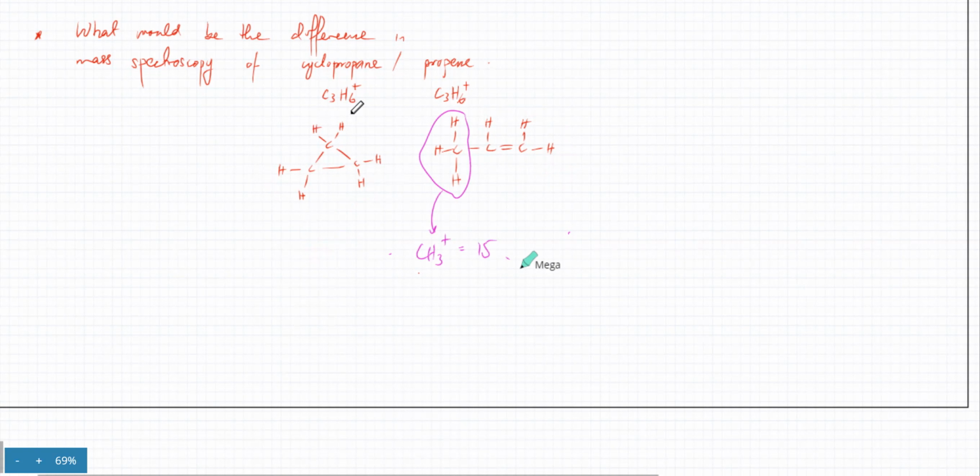Here, in the other one, whatever you do, you would not get a particle that has a mass of 15. I mean, try and break any piece from this original molecule. It's not going to become 15.